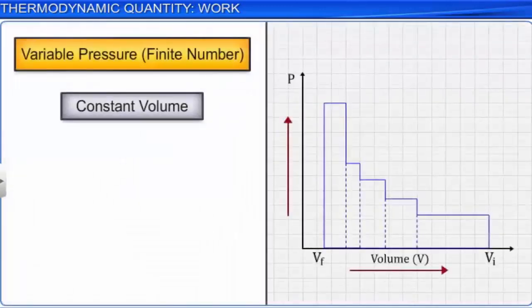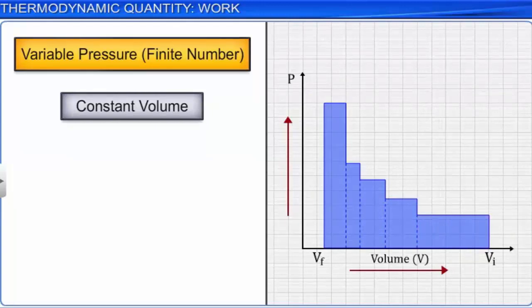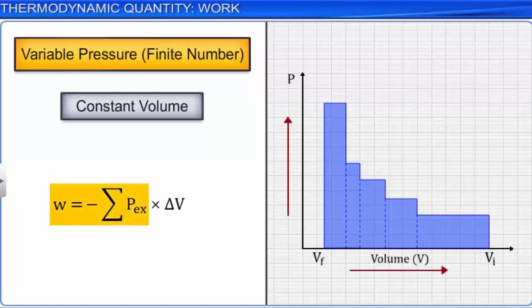If the pressure is not constant and changes in finite numbers of steps for every stage of compression, then the work done is calculated as W equals minus the summation of pressure multiplied by change in volume. When these values are plotted on a graph, the work done on the gas is visible in the shaded area.